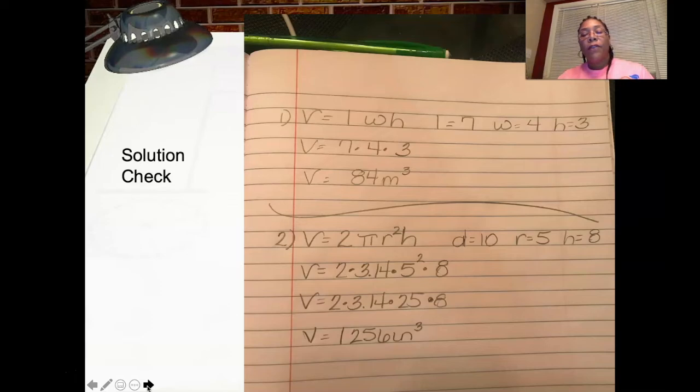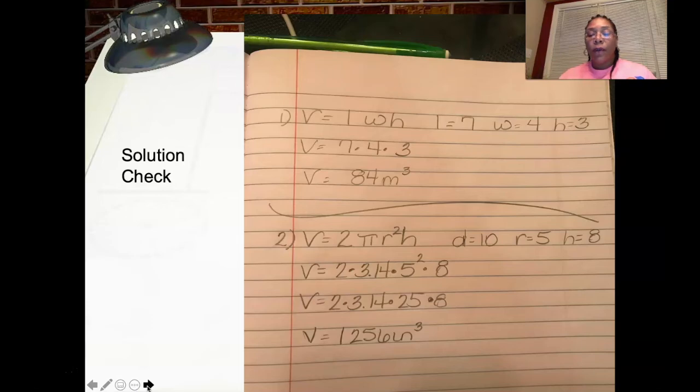So here are the answers to both of those. The first one, of course, fairly simple. You're talking volume, length times width times height. And again, just plug it in, write it nice and neat. Keep it on one line so that you can see it easily. Hopefully you got number 1 correct, 84 meters cubed. And always think about writing your units.